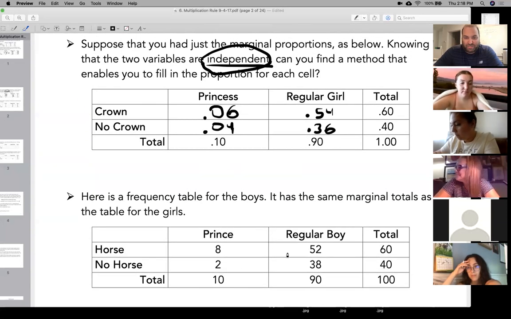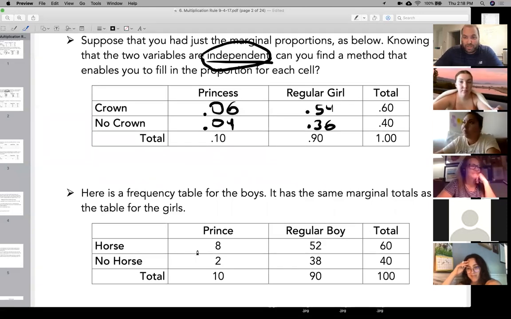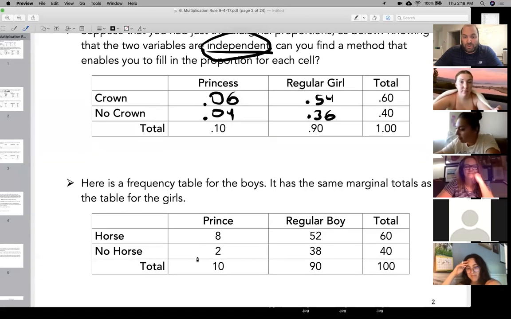So in this kingdom, there's also 100 boys: 10 princes and 90 non-princes, the regular ones. 60 of them have horses and 40 of them do not have horses. Incredible. There's 2 princes that do not have horses. This is a crazy kingdom. The question is, are these values independent? Well, let's take a look.